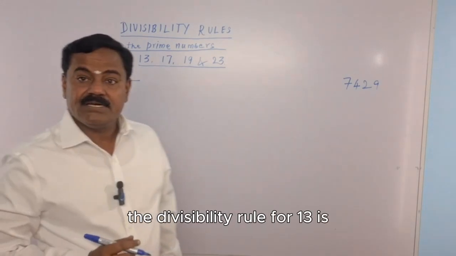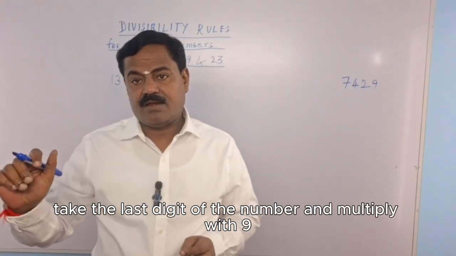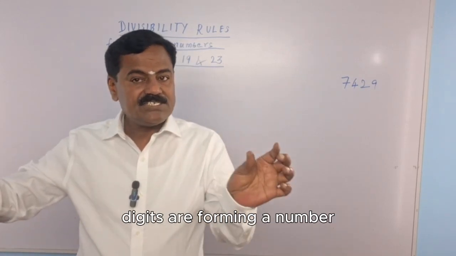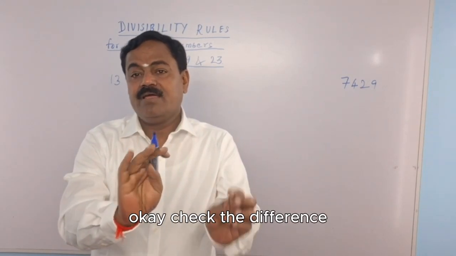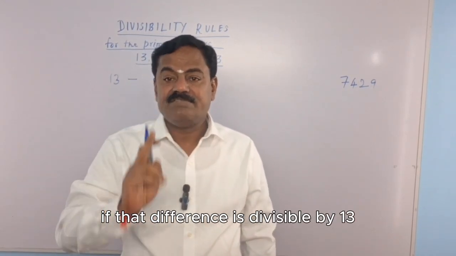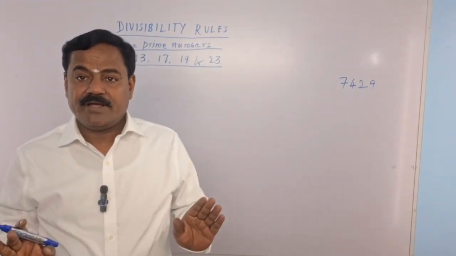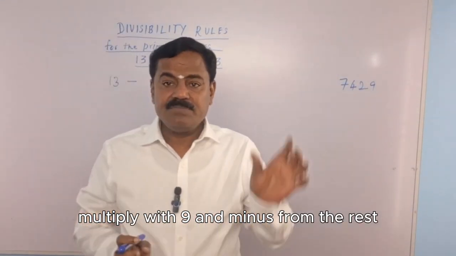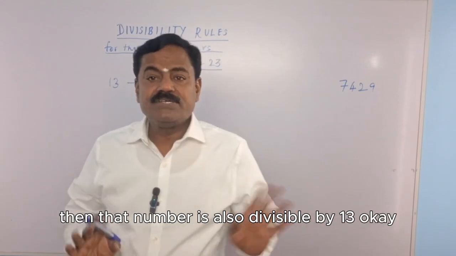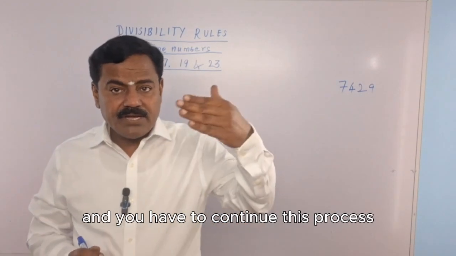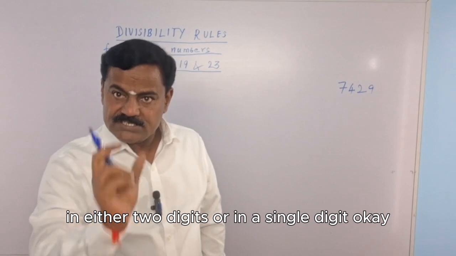The divisibility rule for 13 is: take the last digit of the number, multiply it with 9 and keep it aside, and check the balance digits forming a number. From that number, subtract this multiplied number. Check the difference. If that difference is divisible by 13, then that number is also divisible by 13. Multiply with 9 and subtract from the rest. Continue this process until you get the final answer in either two digits or a single digit.